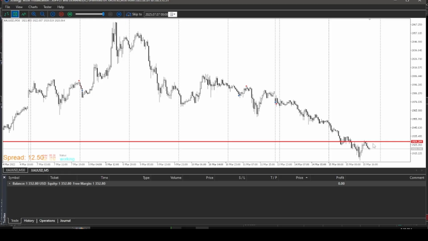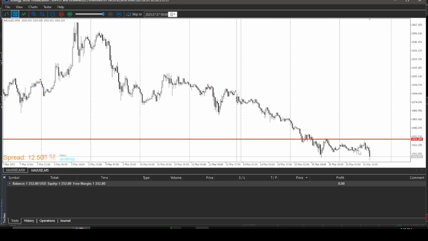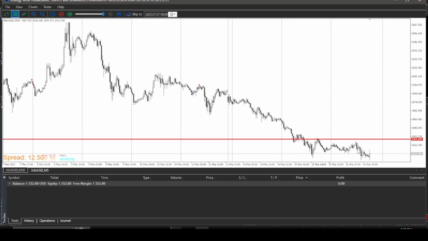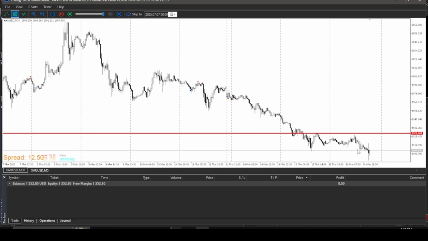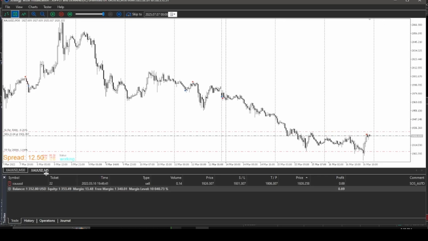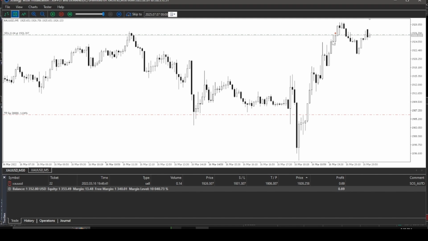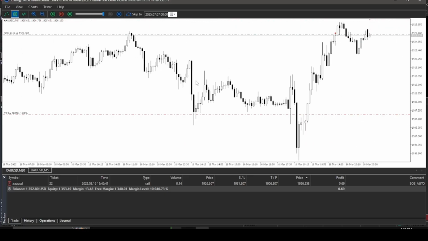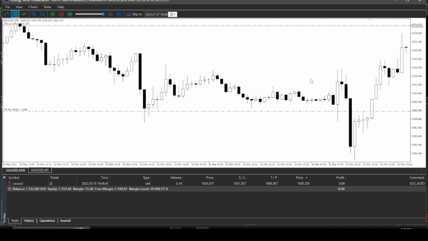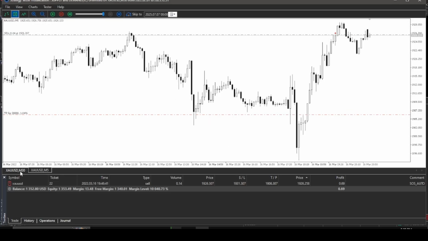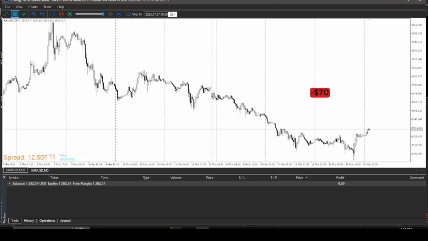All right, so we have a new supply zone here. Let's see what happens. Okay, we've taken a sell there. We took the sell after this rejection candle, you can see this rejection candle. So let's see how that plays out. Okay, we've taken a loss.